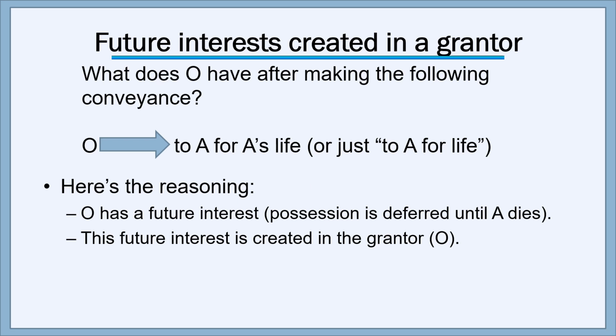Second, that future interest is created in the grantor. O is the person who has the future interest, and O is the person who created the life estate. So O created the future interest in himself or herself.